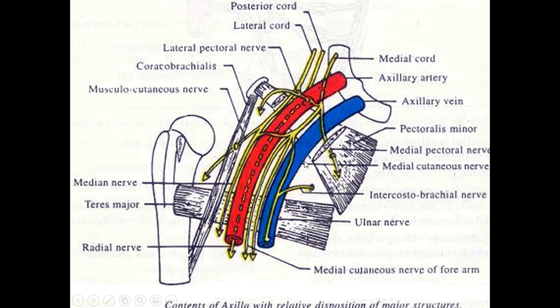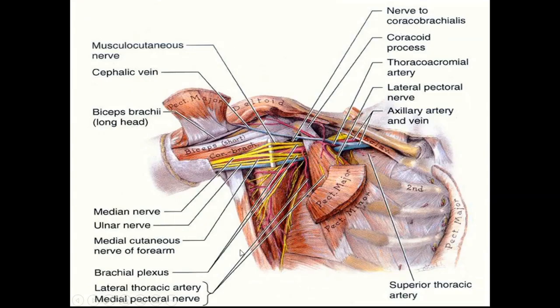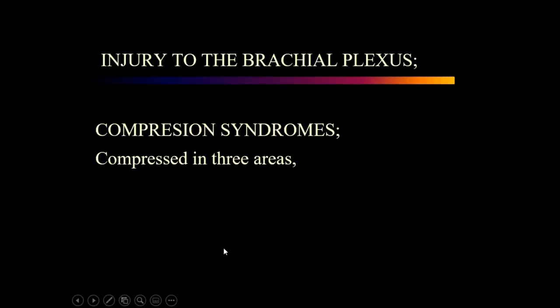Between the axillary artery and vein, two nerves are present, medial cutaneous nerve of forearm and ulnar nerve. And this is the medial pectoral nerve. So from the posterior cord, we can see the two branches, axillary nerve and the radial nerve. So same picture in the dissection. So we have seen the branches of brachial plexus in detail.